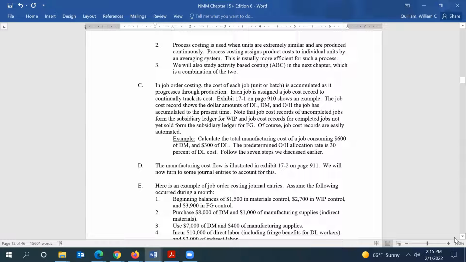And number 3 will also say something called activity-based costing in the next chapter. It's kind of a combination of the two.